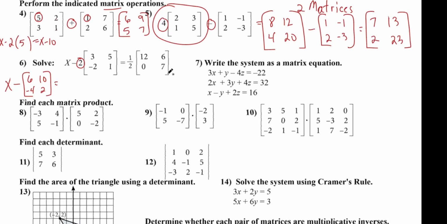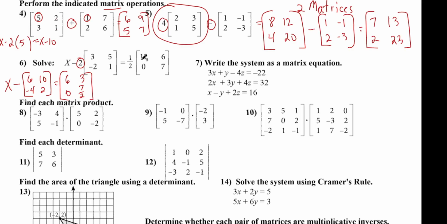Again, let me just make sure, looking at my notes, that I do this right. So half of 12 is 6. Half of 6 is 3. Half of 0 is 0. Half of 7, we're just going to write it 7 over 2. All right, so that's not so bad, is it?